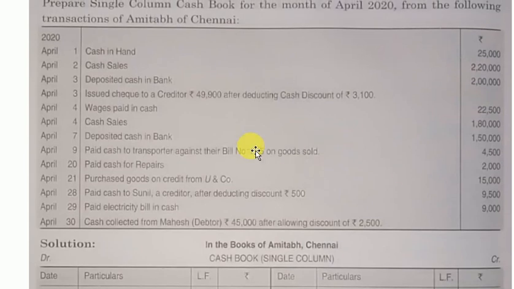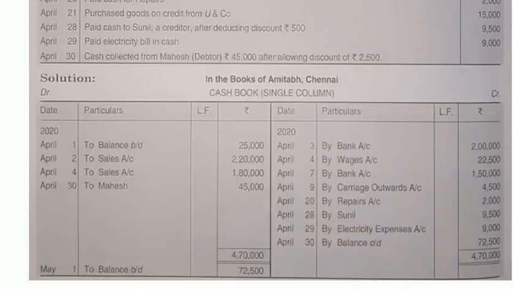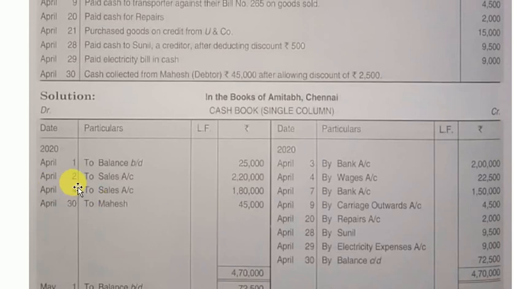Now we come to another transaction, that is April 2nd, cash sales 2,20,000. So again we are receiving cash after selling the commodities. So this 2,20,000 will be recorded on the debit side of the cash book. You can see April 2, to sales account, that is 2,20,000.